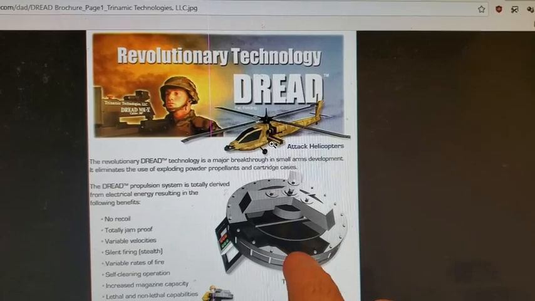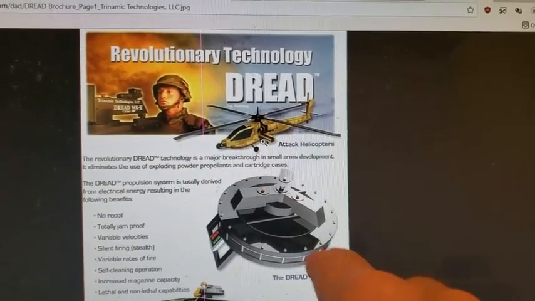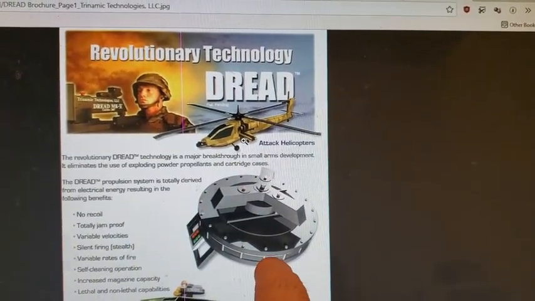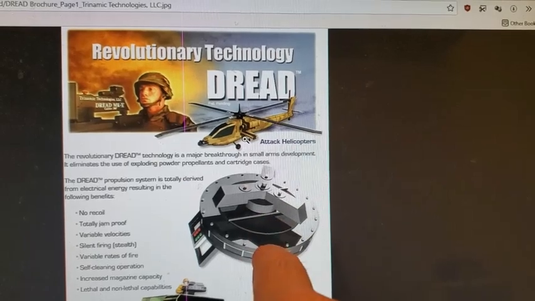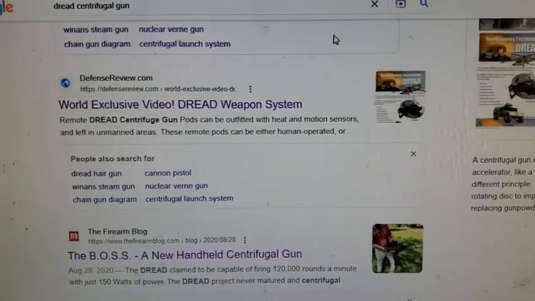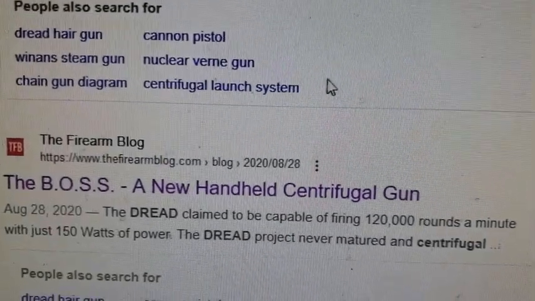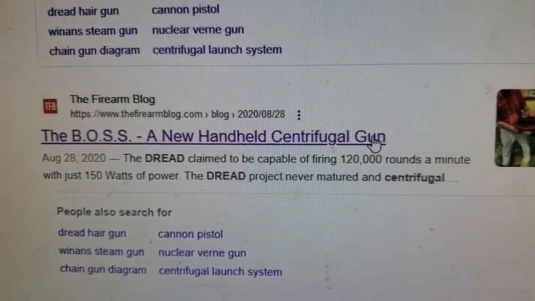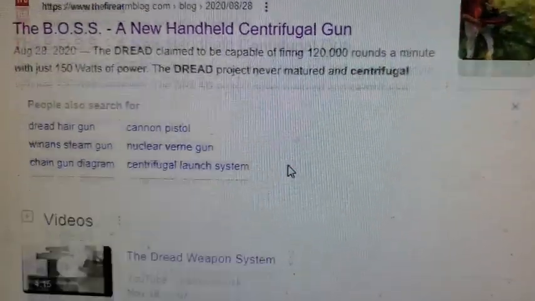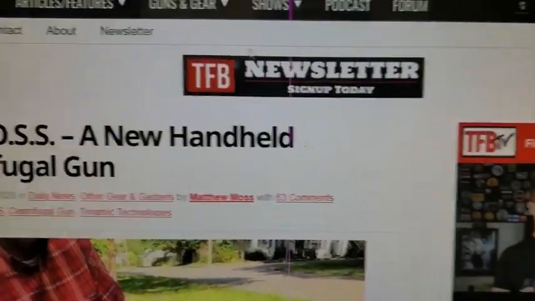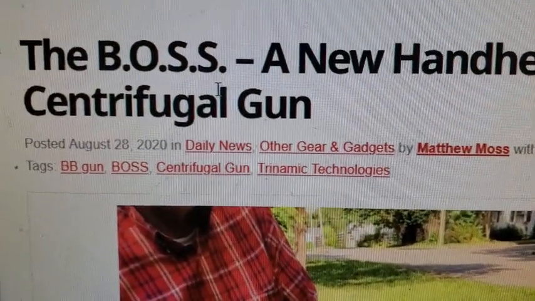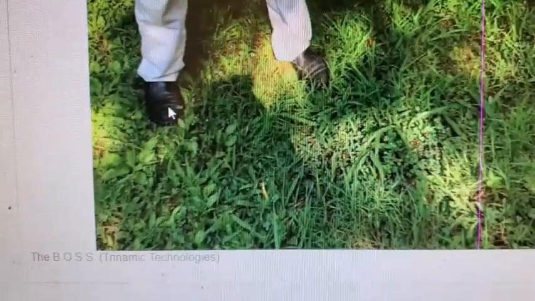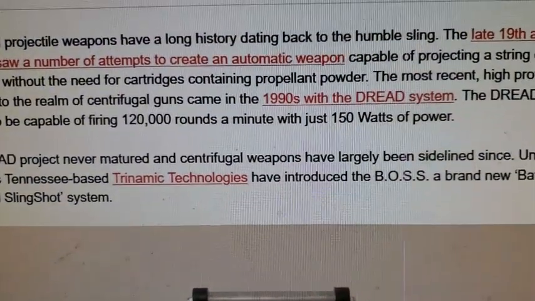All we're talking about here is the release from a Ferris wheel or from a merry-go-round has no recoil, and hence it violates Newton's third law of motion. If we go back here, then the third result was this, the Boss, a new handheld centrifugal gun. That's awesome. And this was from 2020, and now you can't find anything on the internet about the Boss. But it's a standard battery-operated slingshot system.